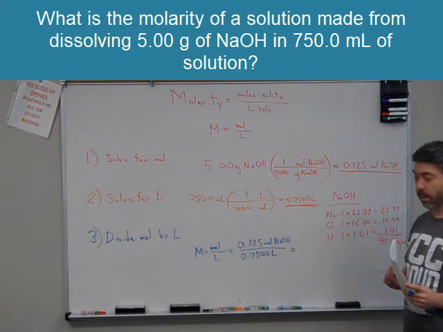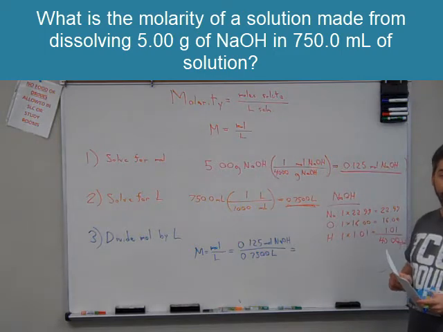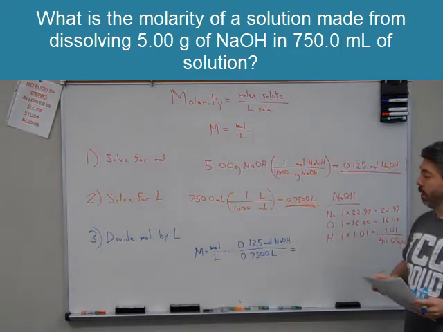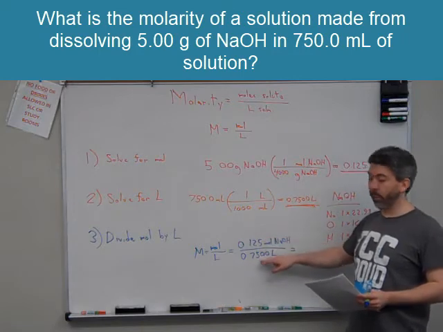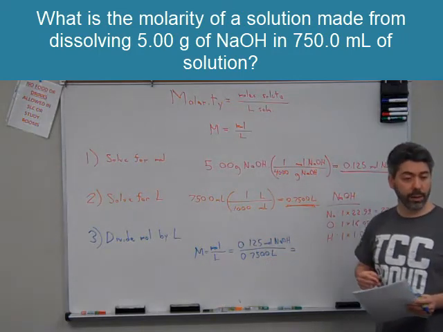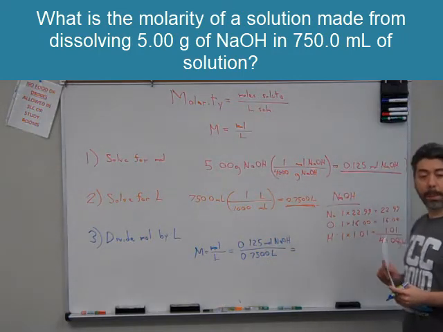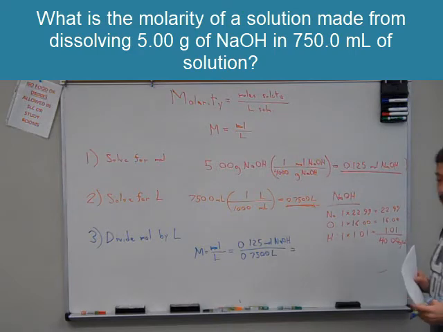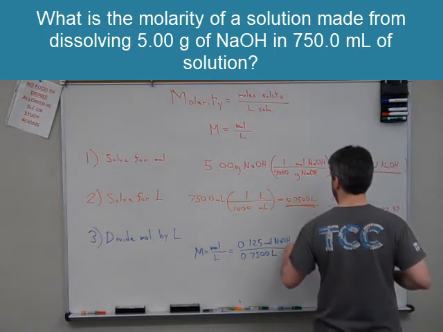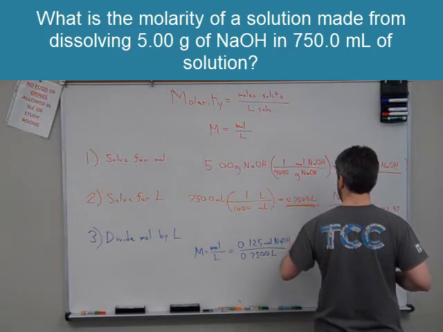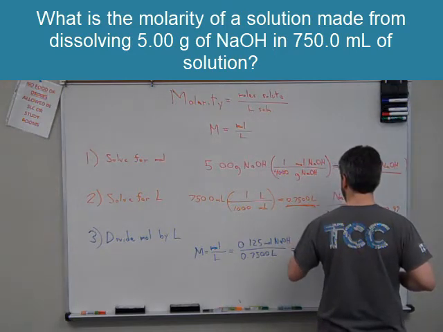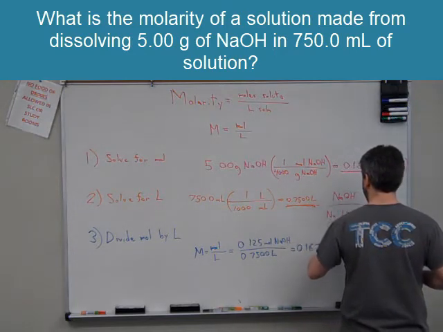Do we have 3 significant figures? Yeah, 3 significant figures on top and 4 on bottom, so you go with the lesser amount, 3. So the answer is 0.167 molarity NaOH.